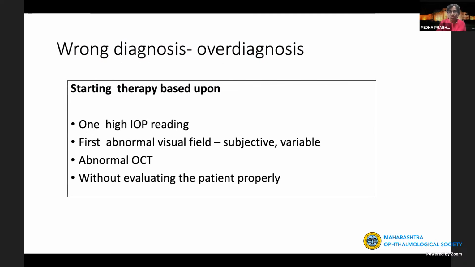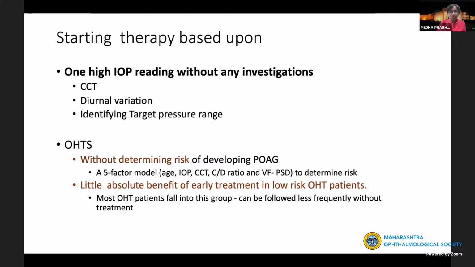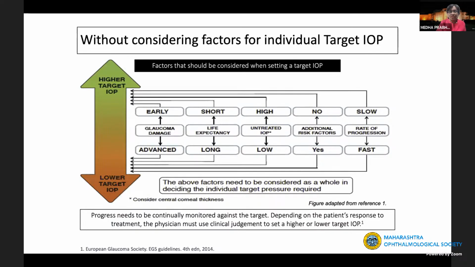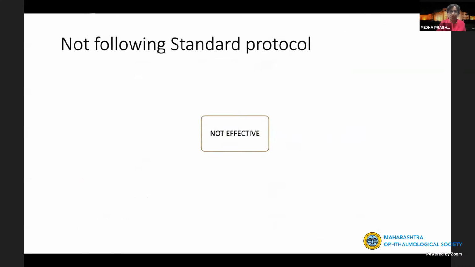Wrong diagnosis or overdiagnosis, as we discussed, is based on one single high IOP reading, a first abnormal visual field, an abnormal OCT, and without evaluating the patient properly. For high IOP reading, we know that OHTS has shown that the low risk group does not progress to POAG, and we should avoid that. Also, we should consider that a thick CCT can have high IOPs, and consider an individual target IOP based on this diagram, which EGS has provided: glaucomatous damage, life expectancy, untreated IOP, additional risk factors, and the rate of progression.